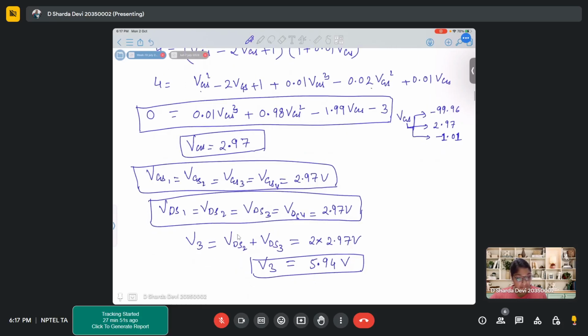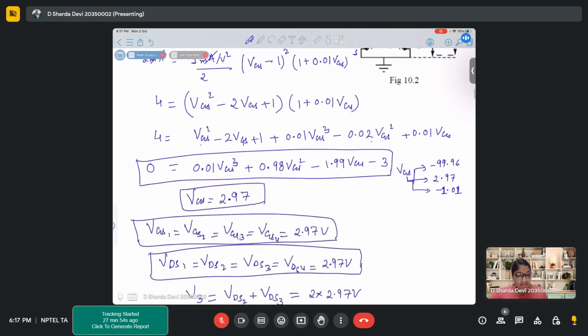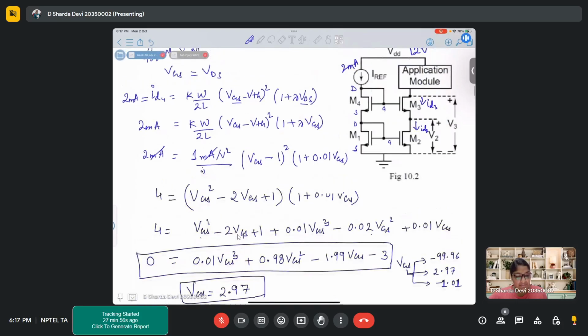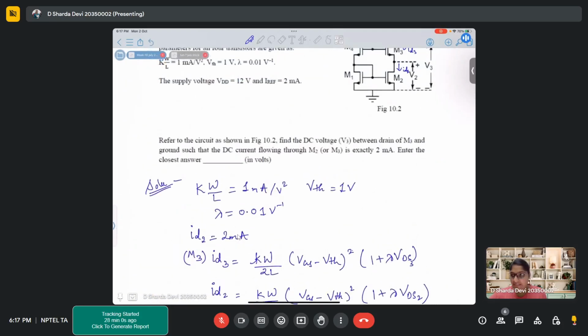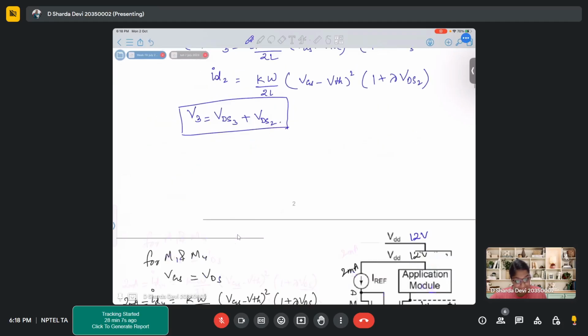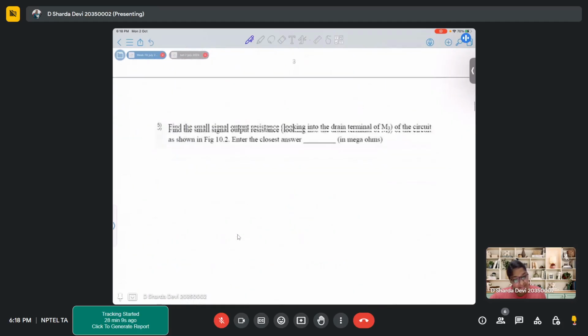Okay. Now here we definitely considered the lambda, as lambda was not 0. So we considered the value of lambda and calculated the currents and everything accordingly. Right. Now moving on to the next problem.